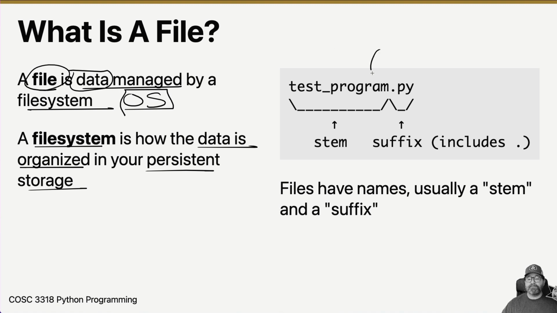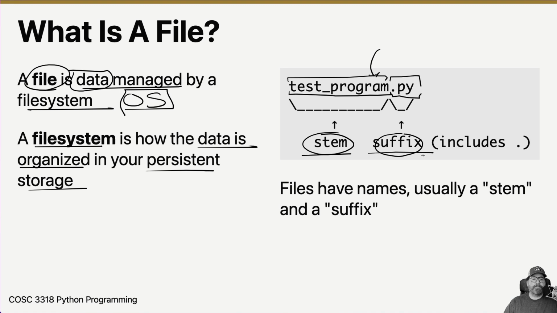Now, files also have names like testprogram.py, and these names have two different parts. There's the stem, which is the part all the way up to the first period, because some files have more than one period. And then there's the suffix, which is the dot, the period, and anything after it. So in this case, our stem is testprogram, and our suffix is .py. These are just important words to know because later we might be interested in using them.